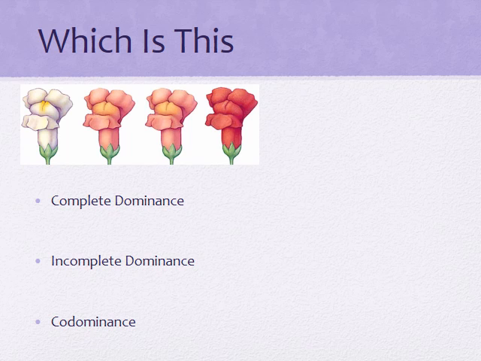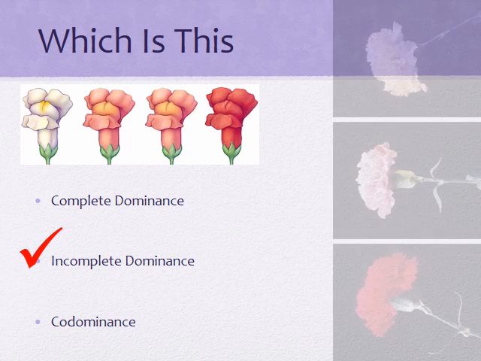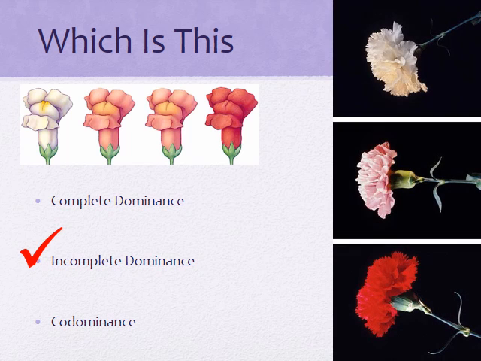Now here, we've got white flowers, red flowers, and if we have a combination of both, we get pink. So we have a blending going on. What do you think? Would this be complete, incomplete, or codominance? That would be incomplete dominance. So neither trait is fully dominant over the other, resulting in a blending.